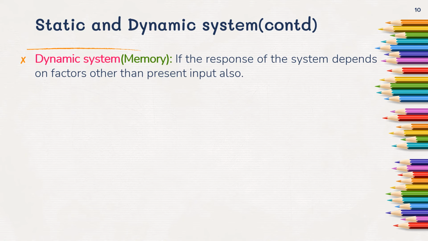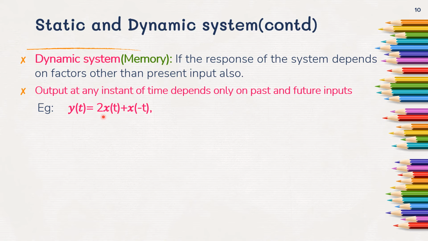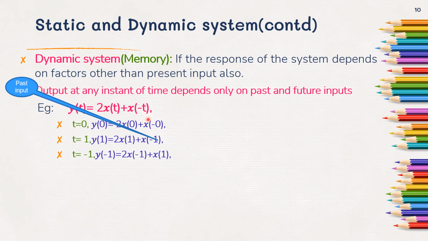Right. Now let us proceed on with what is called a dynamic system. Let us look into an example. Now see here, y of t is nothing but 2x of t plus x of minus t. Let us substitute the value t is equal to 0, t is equal to 1, t is equal to minus 1. Now see here, at t is equal to 0, y of 0 is nothing but 2x of 0 plus x of minus 0.